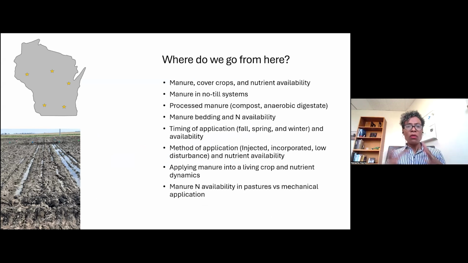Well, in going around the state and talking to different stakeholders at different events, there's plenty to do. One thing that keeps coming back is people just want to understand nitrogen dynamics when you have applied manure before or into a cover crop. What I keep hearing is, what about applying manure into a living crop? What are the nutrient dynamics there? People also have lots of questions about processed manure, and understanding nitrogen credits from that, and methods of application.